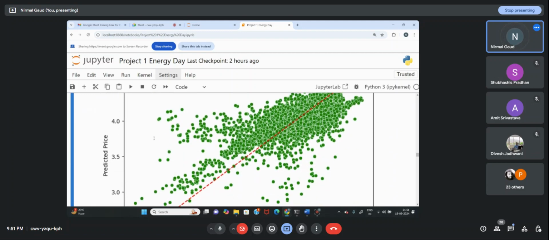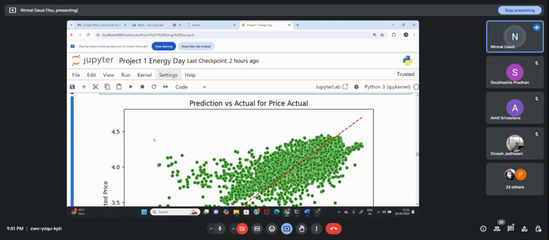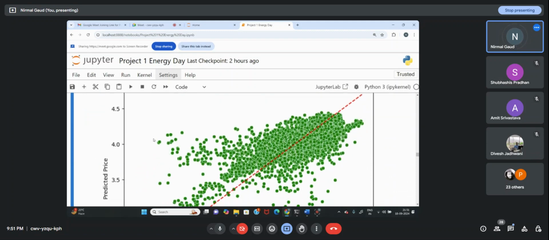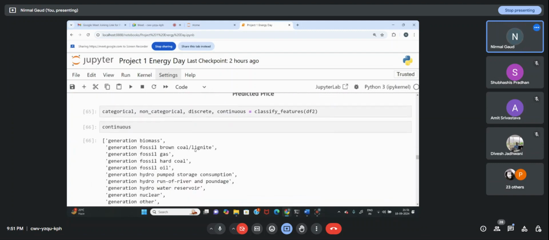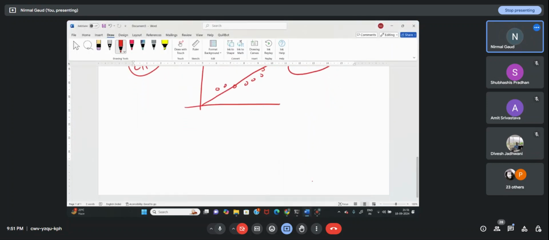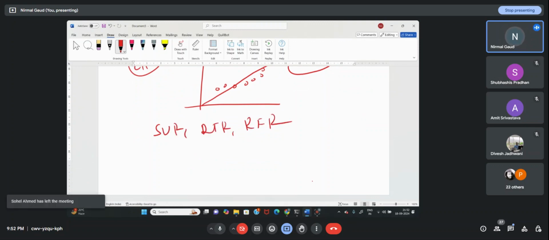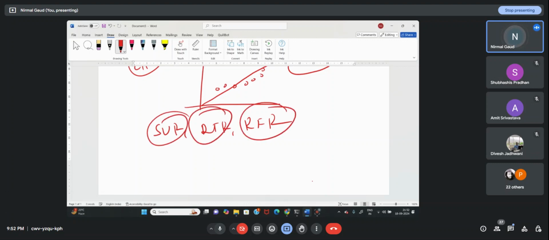So such a result I got from linear regression. It's a good result. Then I applied other algorithms also, like support vector regressor, SVR, DTR, RFR, that means support vector regression, decision tree regression, and random forest regression.